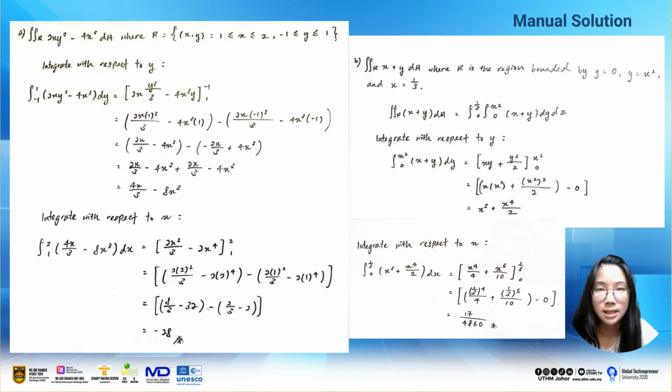We set our inner limits for y from 0 to x squared and our outer limits for x from 0 to 1 over 3. After getting the inner integral and substituting y equals x squared, we obtain a polynomial in terms of x. By integrating this from 0 to 1 over 3 and simplifying the resulting fraction, it gives us the final value of 17 over 4,860.